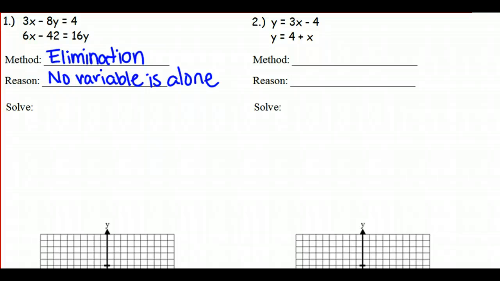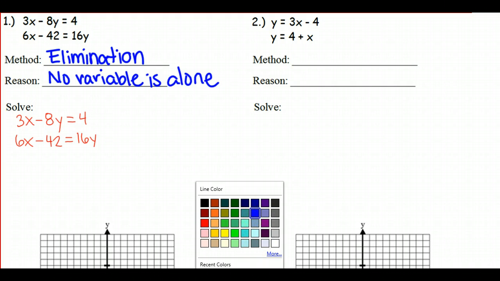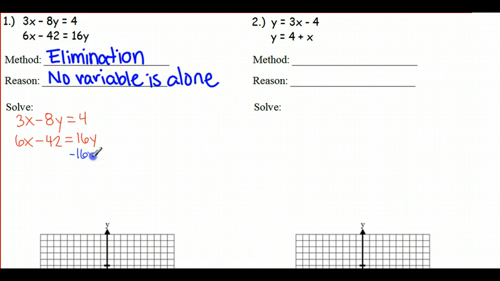Alright, remember with elimination, the first thing that you need to do is make sure that all of your terms in both equations are lined up. I want in my second equation to get the x and y on the same side. So I'm going to subtract 16y from both sides. When I do that, I get 6x minus 16y minus 42 equals 0.